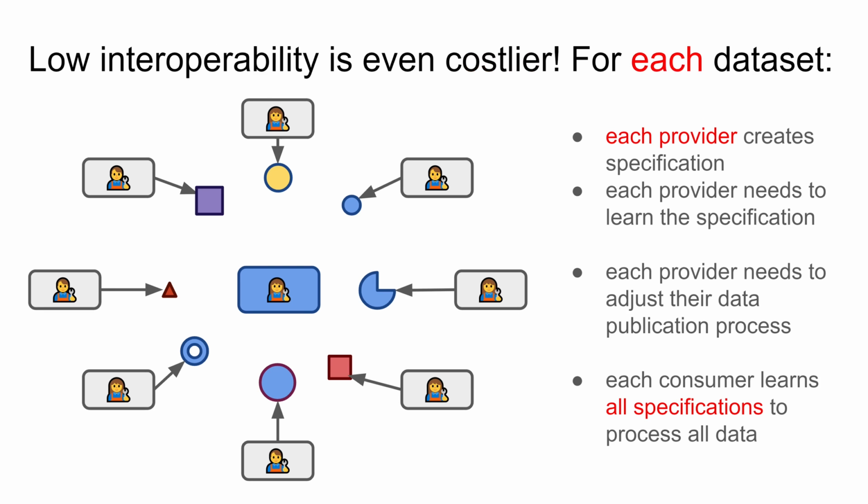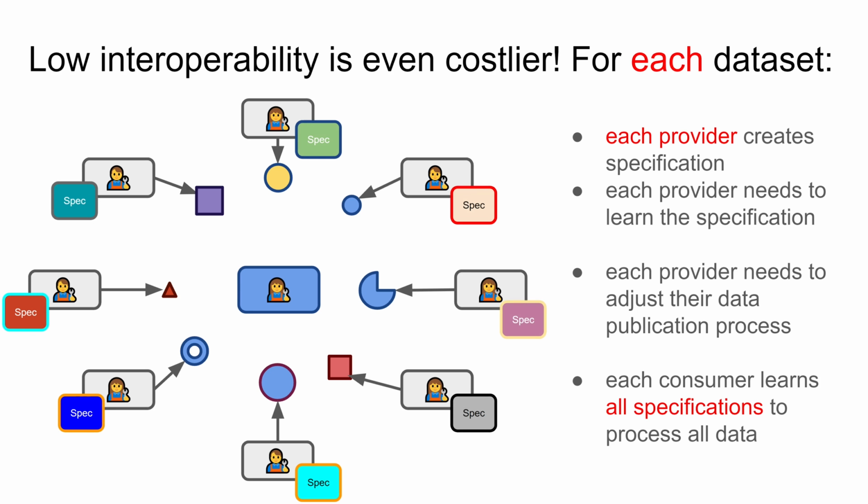However, without standardization, when the data is not interoperable, the interoperability is low, actually this is more expensive, because now the data provider, when they are sending the data, still needs to create a specification so that they know how to shape the data to send. So each provider creates their own specification. And again, each provider needs to learn the specification and adjust their data publication processes. The difference is that there are as many specifications as there are providers. And now the consumers need to learn all the specifications to be able to work with the data, not just one. So actually, the lack of standardization is costlier than when we standardize data formats.